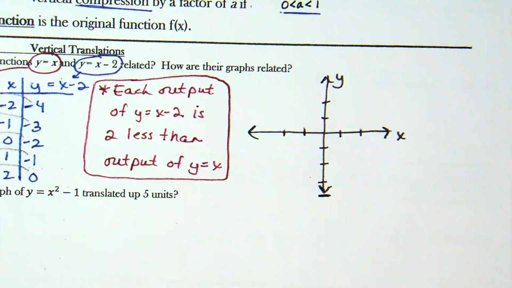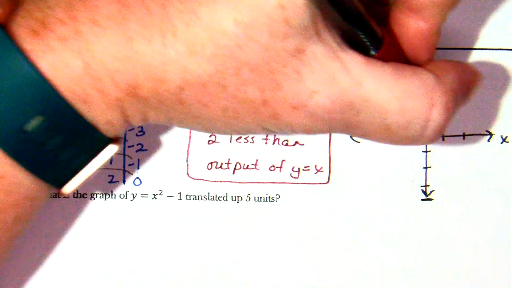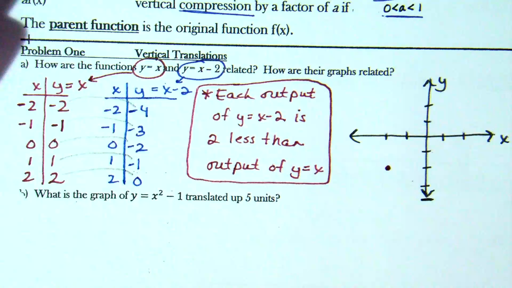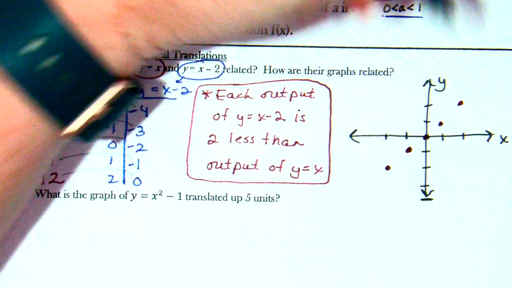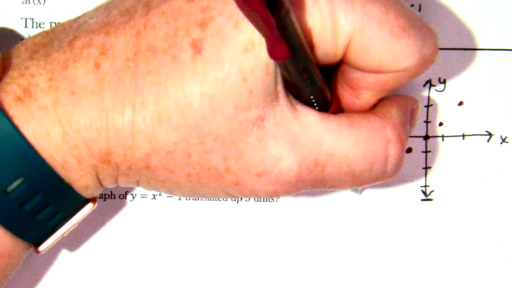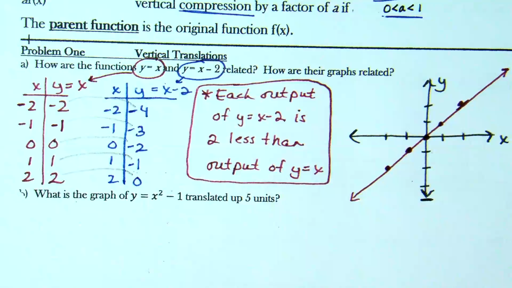If we graph each of these, let's compare the graphs. The first one, the one that I did in red here: -2, -2. So that's going to go left 2, down 2, -1, -1, 0, 0, 1, 1, and 2, 2. My first line looks something like that. Oh man, I missed a dot. This is why I don't like to freehand. I'm not very good at the freehanding part, but it'll work.